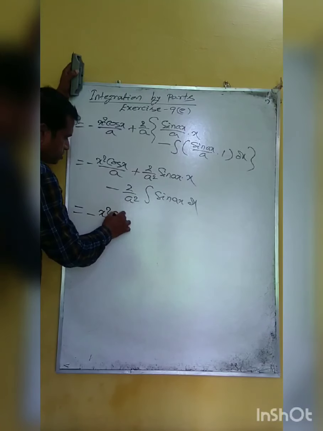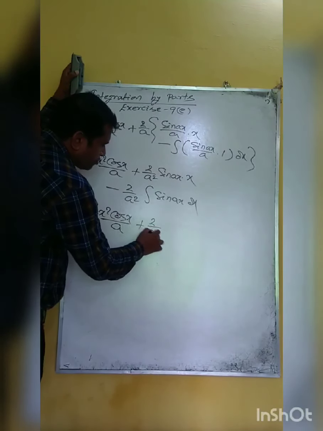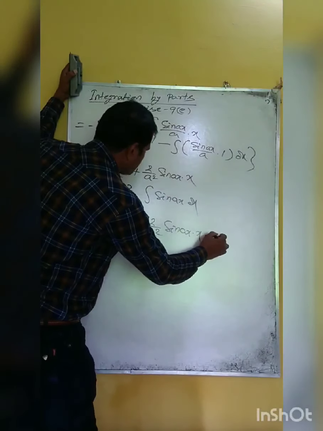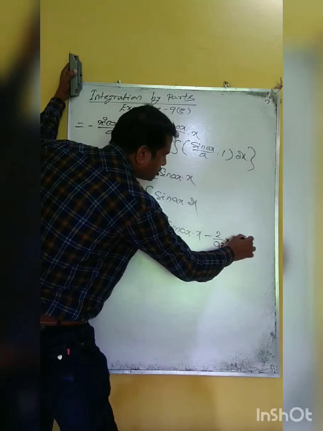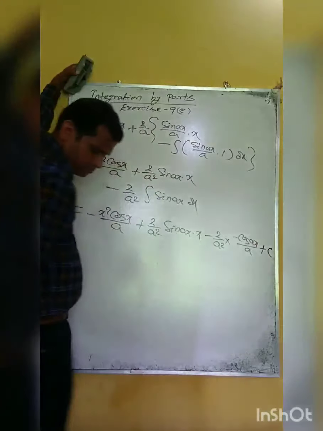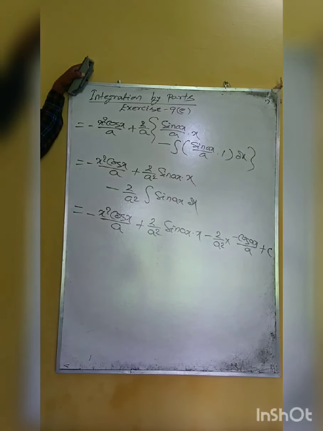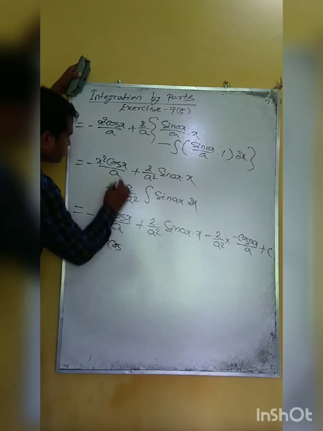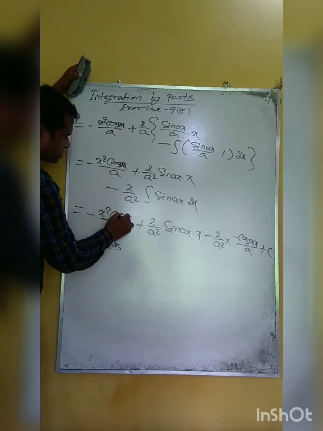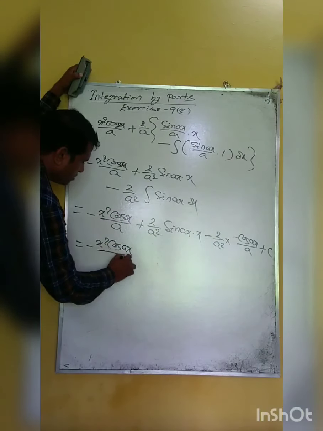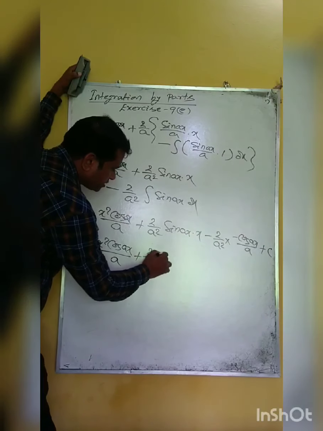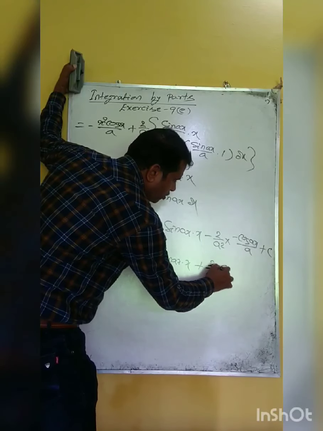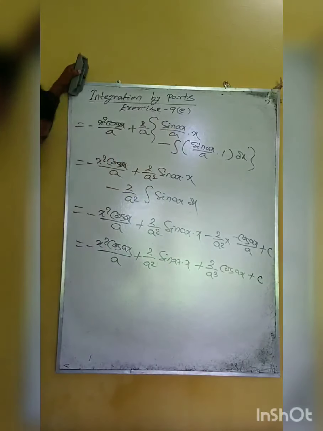That equals minus x square cos ax by a plus 2 by a square sin ax into x, minus 2 by a square into minus cos ax by a plus c. Okay, that equals minus x square cos ax divided by a plus 2 by a square sin ax into x plus 2 by a cube cos ax plus c.